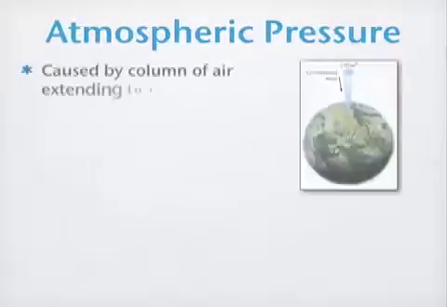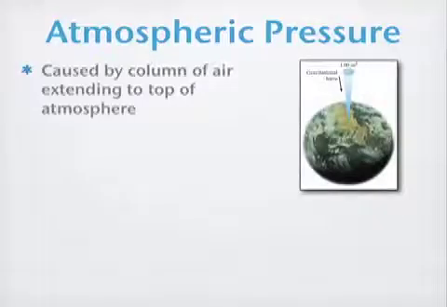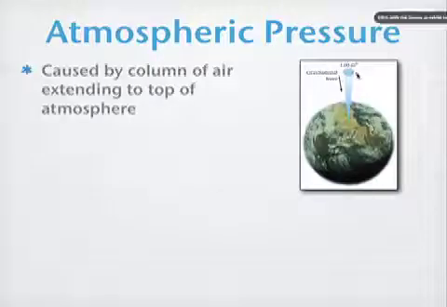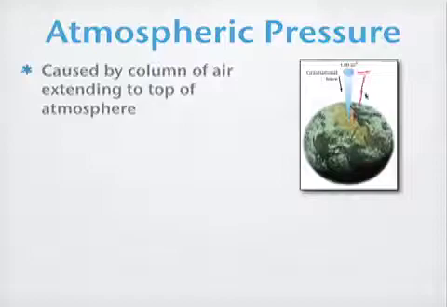Well, atmospheric pressure is given to us by a column of air which extends from the top of the atmosphere all the way down to sea level. This column of air has a mass, and that mass is attracted to the Earth by the gravitational force of gravity, and that gives it a weight. And this weight of the air, if you remember that weight is a force over a certain area, gives us the pressure of that air.